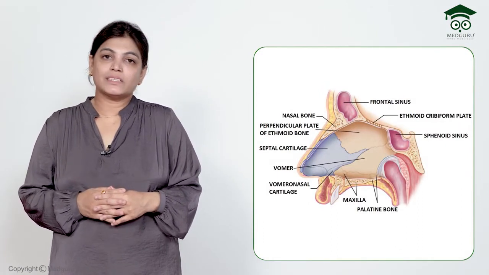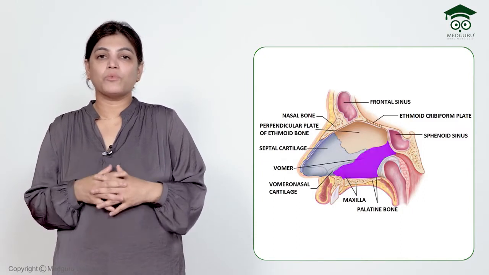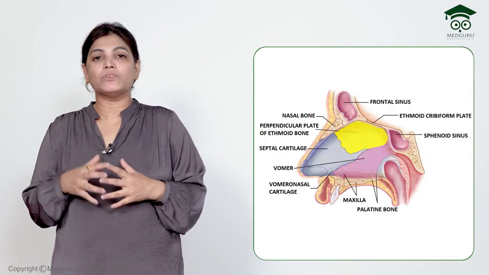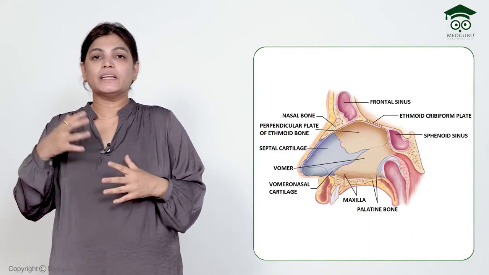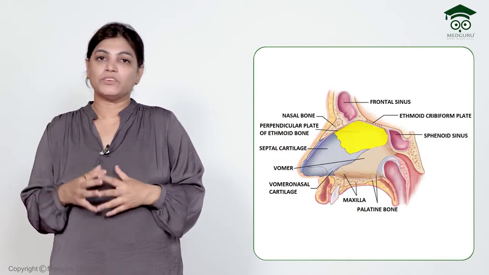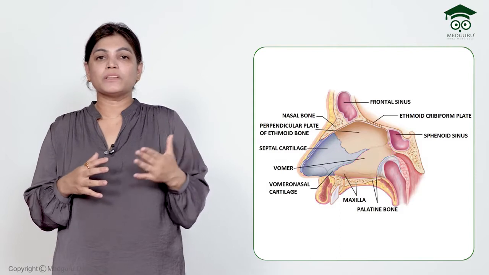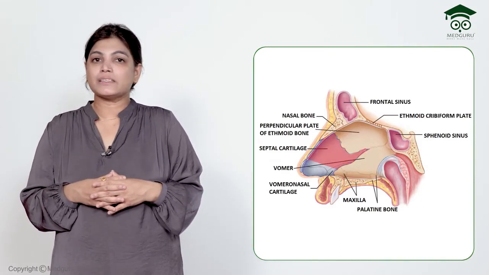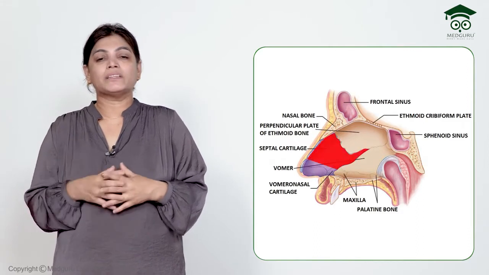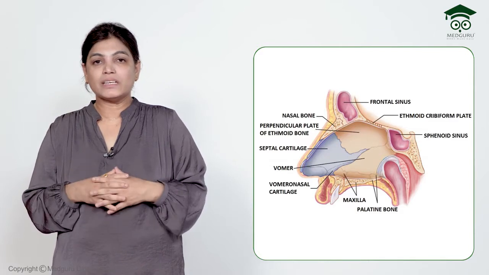Formation of nasal septum, that is the medial wall of the nasal cavity. The medial wall of the nasal cavity is formed by two bones, that is the vomer bone and the perpendicular plate of the ethmoid bone. So the two bones which are forming the nasal septum are perpendicular plate of ethmoid bone and the vomer bone. These bones are forming the posterior part. On the anterior aspect, it is formed by cartilage, that is the septal cartilage, and also by the alar cartilage. So these are the cartilages and the bones which are forming the nasal septum.